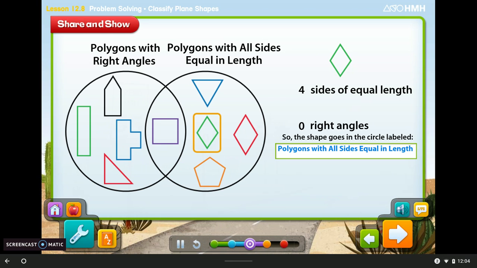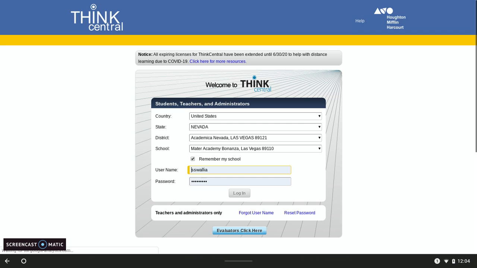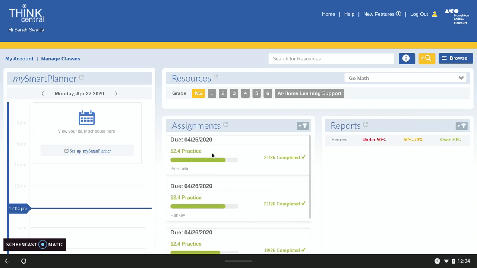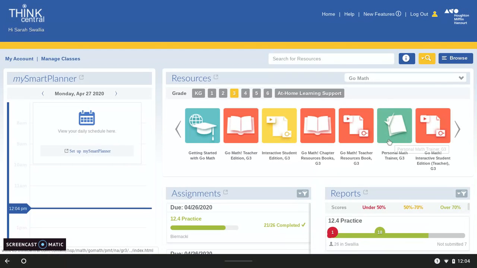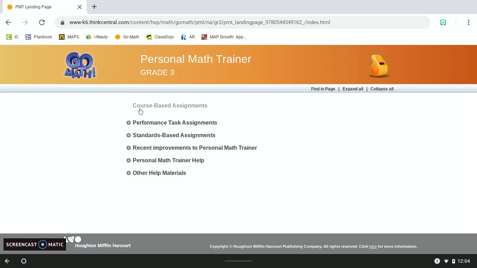If we have a shape that had some right angles and it had no sides of equal length, then that would go into this circle. Okay? Only if you say yes and yes to both does it go in the middle of the Venn diagram. Okay? So I'm going to go through your personal math trainer just to go over one example. Don't forget that you guys are able to check your work, correct? So you can check your work on your personal math trainer just to make sure that you guys are getting the right answer, okay? Because it's not helping you if you're not checking, okay?